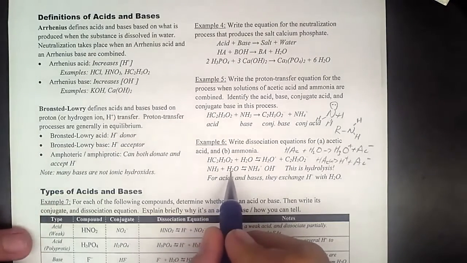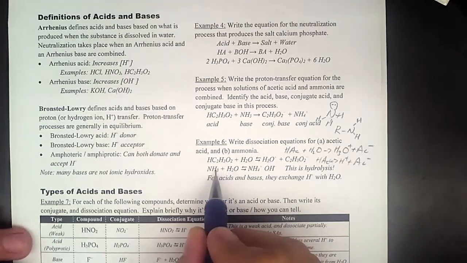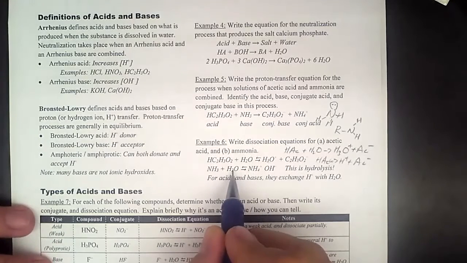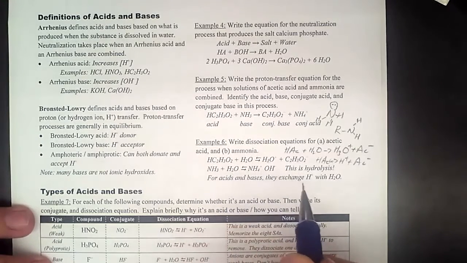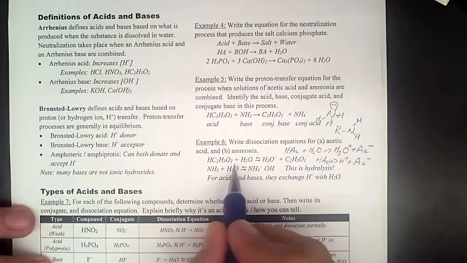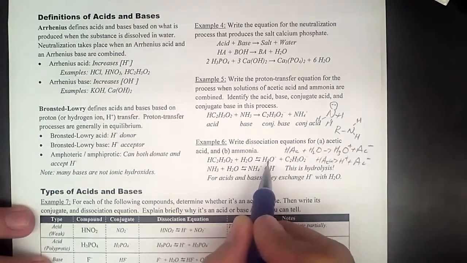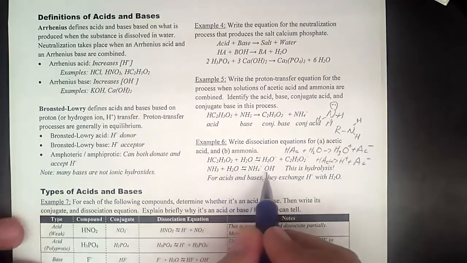In here, water is the acid. How do I know? Well, what is the thing that donated the H plus? This gained one between here and here, so it's the base. Water lost one between here and here, so it's the acid. So water here acted as the base because it gained an H plus. Here it acted as the acid because it lost an H plus.